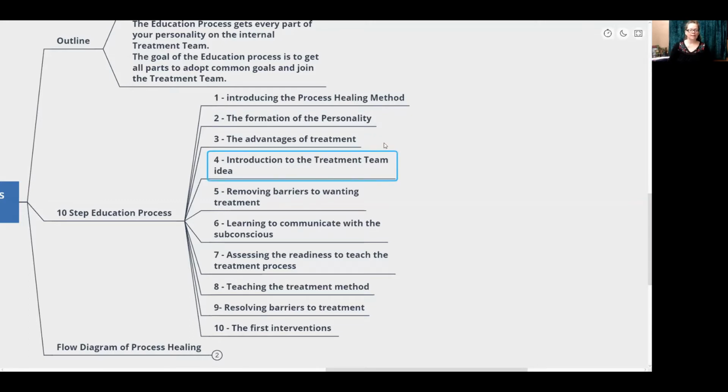And then step 4 is the introduction to the treatment team idea. So you want these parts to work together, to want their good coping skills strengthened. These parts have good qualities in them that we want strengthened and integrated, and all of the positive emotions to be connected with it, to join with the main personality. So when all of these aspects are on the same page and they join the treatment team, treating the person becomes easier.